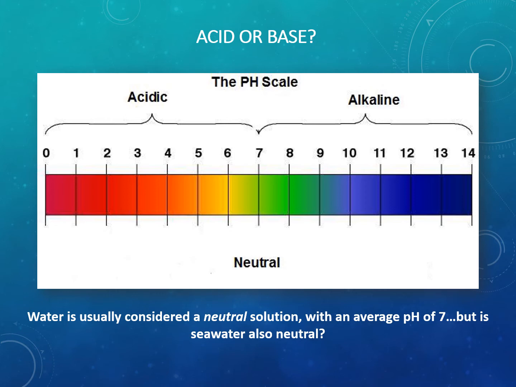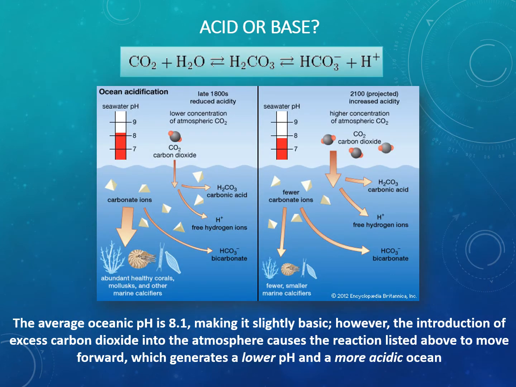So again, that's not something for the ocean to take offense over. It's just a natural phenomenon where the pH is going to be about 8.1 on average for our oceans. So that means that our pH is slightly basic. And if we add excess carbon dioxide into the atmosphere, it's going to cause the reaction that's shown here, which is the carbonic acid buffering system, to move in one direction or another.